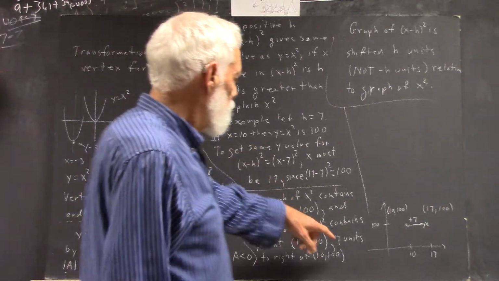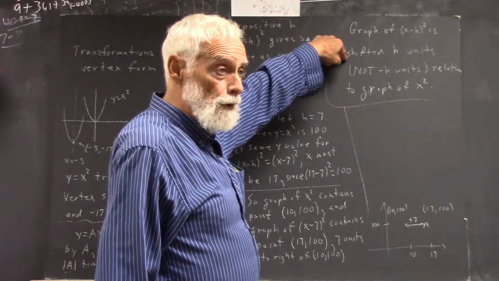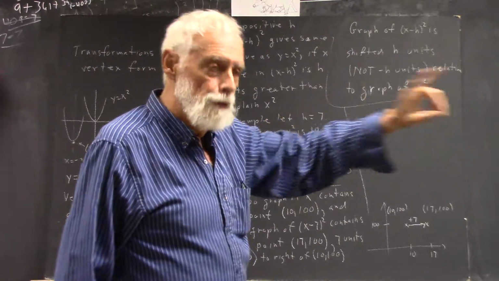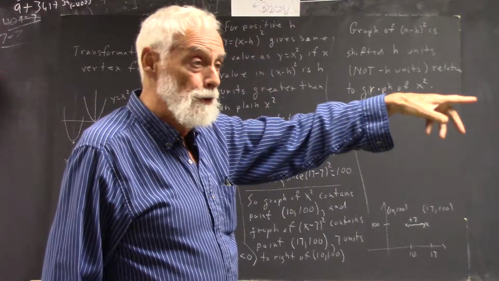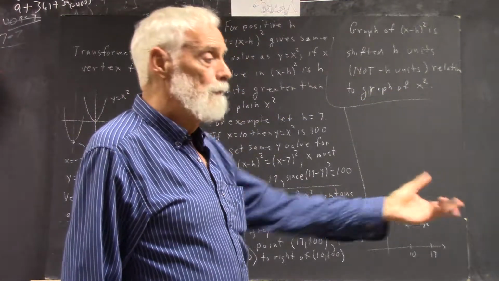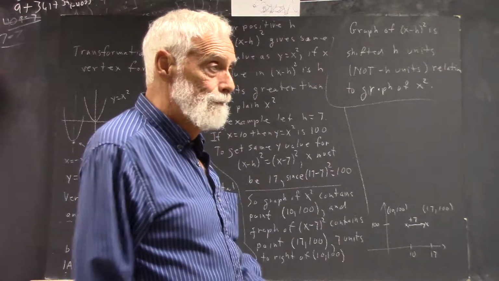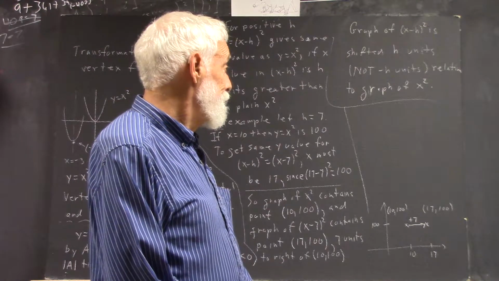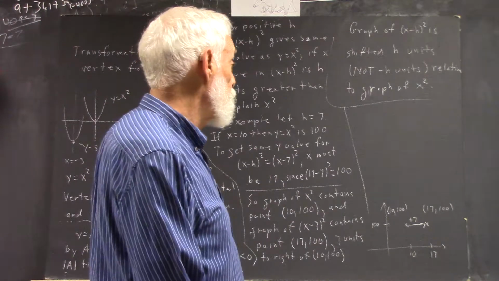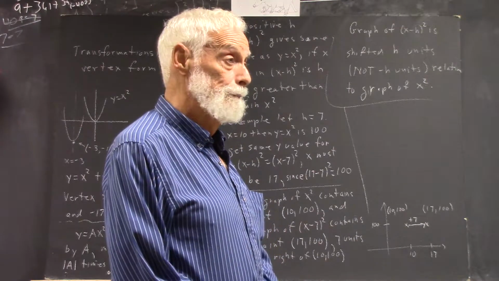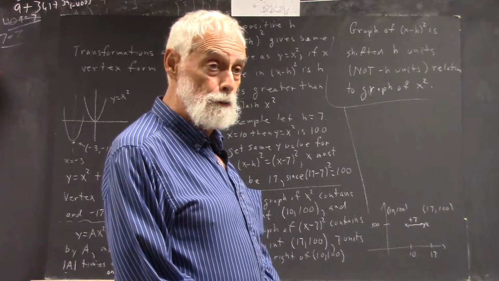You can generalize what I said here and conclude that the graph of x minus h squared is shifted h units to the right if h is positive, okay? And of course it would be h units to the left if h is negative, so it shifts it in the opposite of the direction it's going to look like. Okay, now you've got the rule. You've seen the rule.